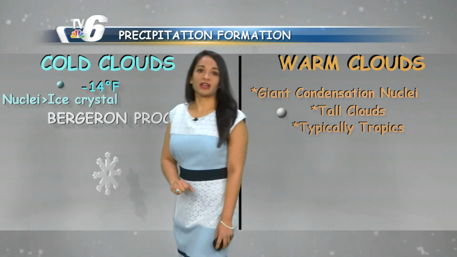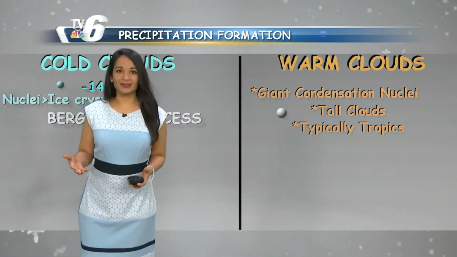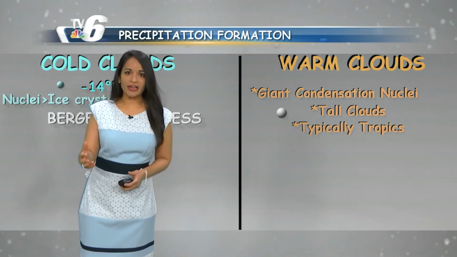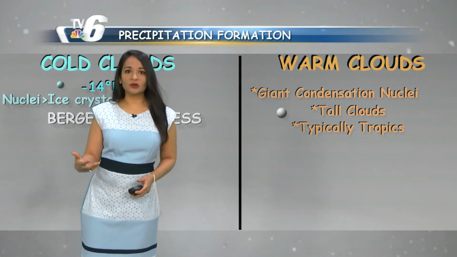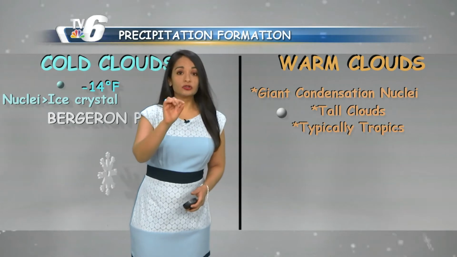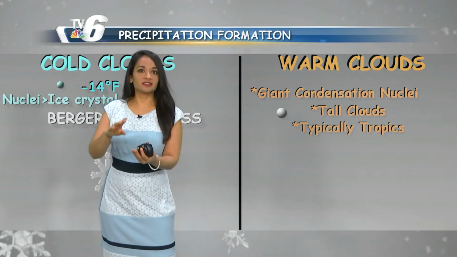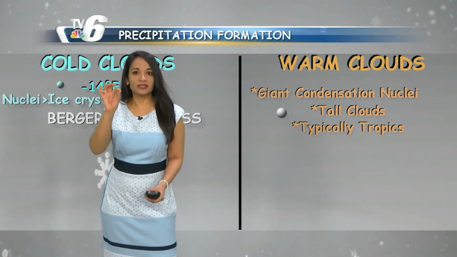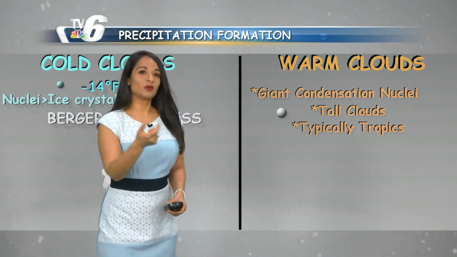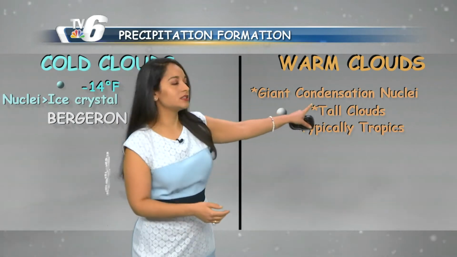Now, the second process in how precipitation forms is within warm clouds, okay? This is something that is very typical in the tropics, okay? Warm temperatures within the cloud. You started off, instead of ice crystals, you have nuclei, so you do have those little tiny particles within the air. Sand, dust, ash, aerosols of some sort, tiny little particles for water vapor to condense on. Okay, and then once it condenses on them, it continues to grow, and you eventually get giant condensation nuclei.